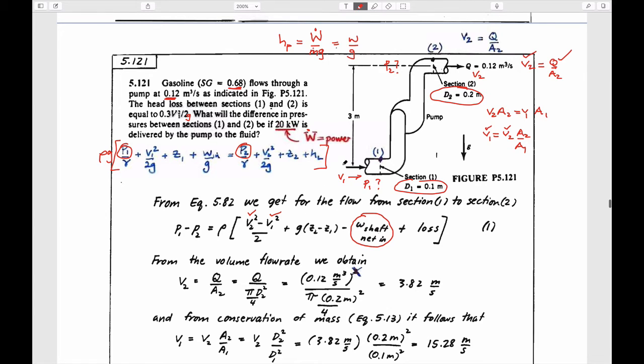We know the difference between the elevation Z1 and Z2. Remember again, flow rate is from upstream to downstream. So the flow rate is through 2 as the downstream location. So we have to write the equation in terms of upstream as 1, downstream as 2. So Z1 will be 0, Z2 will be equal to 3.